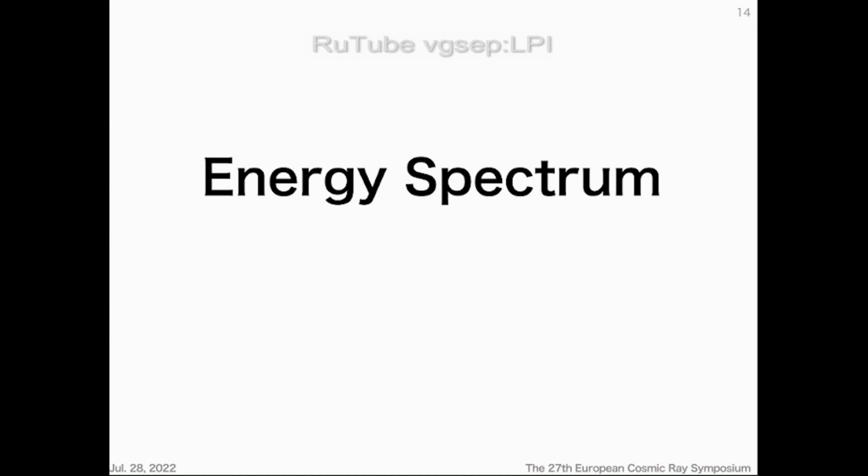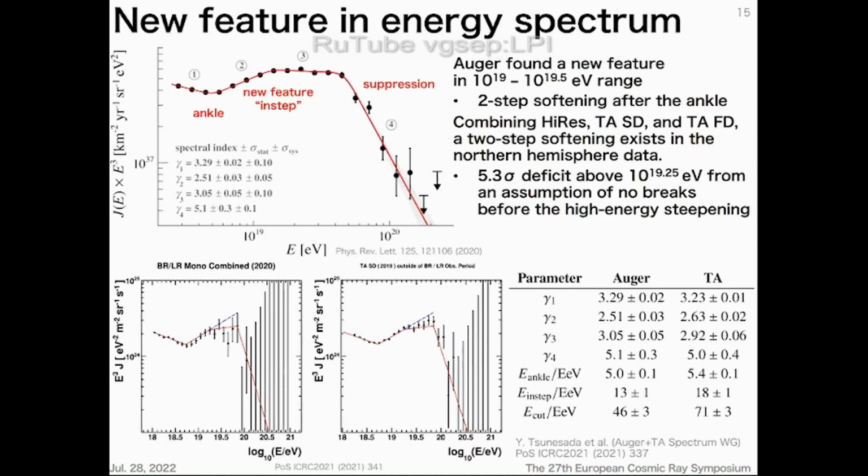So then let's move on to the energy spectrum measurement. Firstly, I review the new feature in the energy spectrum. OJ found a new feature above the ankle, at an energy of 13 EeV. So here is the ankle, the new feature called the instep, and then the suppression.